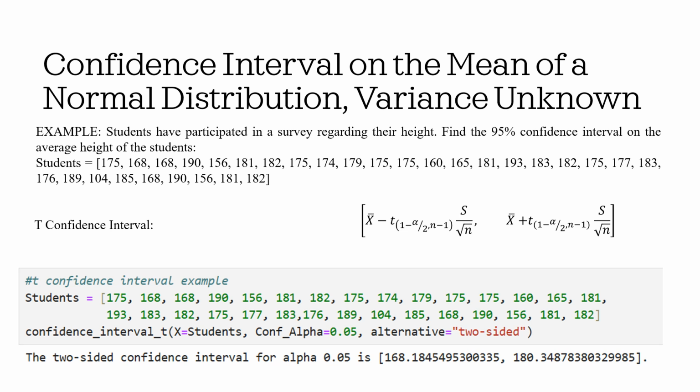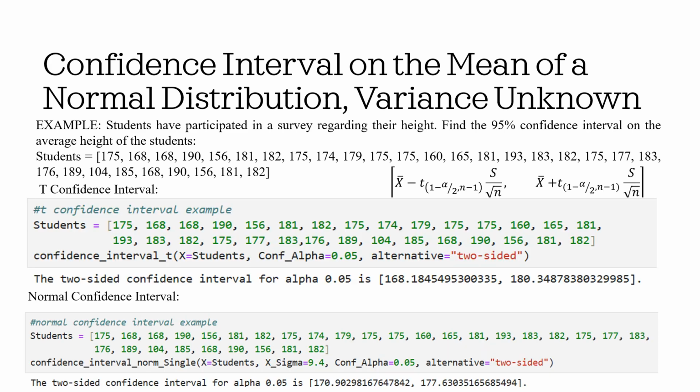The requested confidence level is 95%, so we need to find the t-value of 0.975 with 29 degrees of freedom, which is 2.045. Plugging in these values, we can construct a confidence interval around the population mean mu from 168.18 to 180.35. Alternatively, we can use the confidence interval t function in Python to get the same confidence interval.